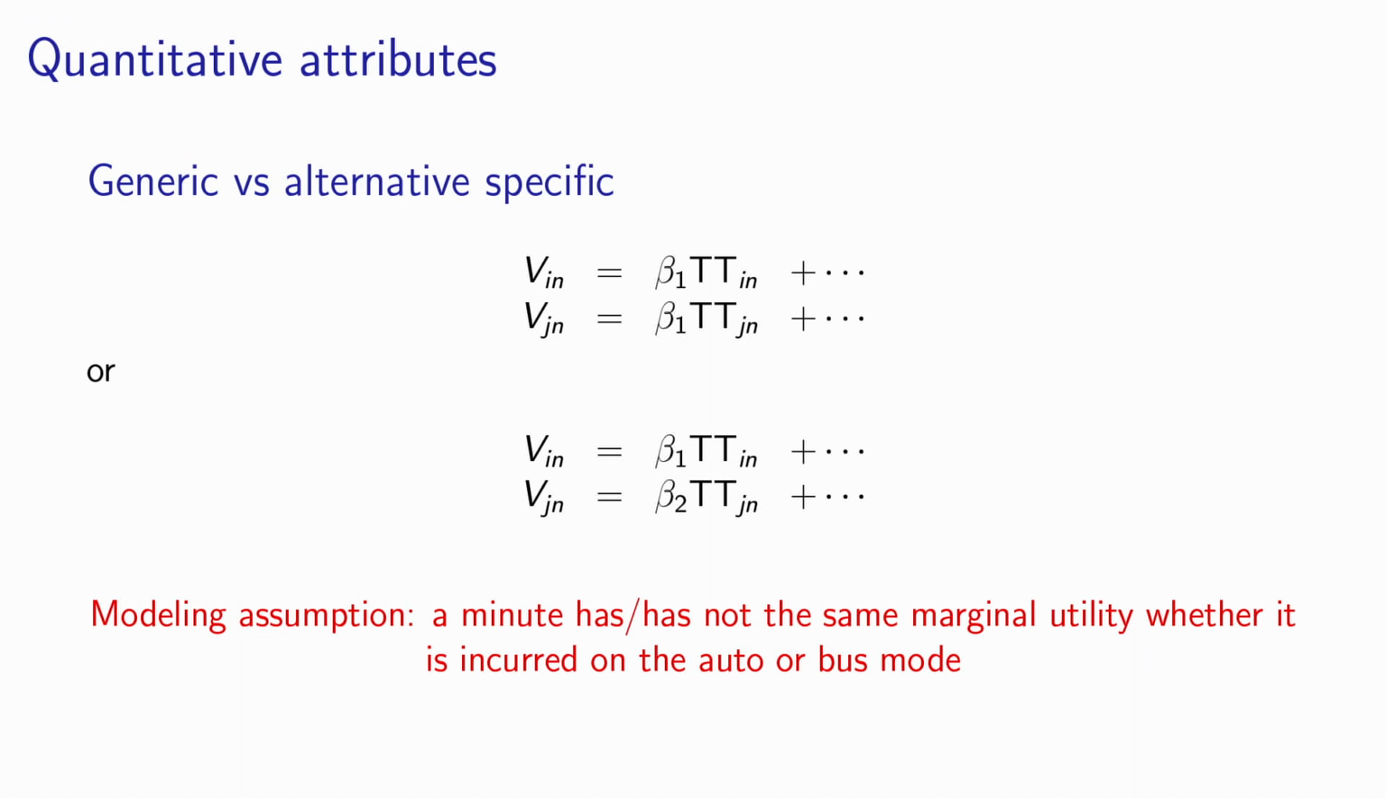In the second specification, we have made a different assumption. We have decided that the impact of travel time on the utility will be different for alternative i and for alternative j. To do so, we have defined two different coefficients. We have the coefficient beta 1, which captures the impact of travel time on alternative i, and the coefficient beta 2, which captures the impact of the travel time for alternative j. And actually, as we will see later on, you can then test these two specifications against the data and then decide which one is the most appropriate for your context.